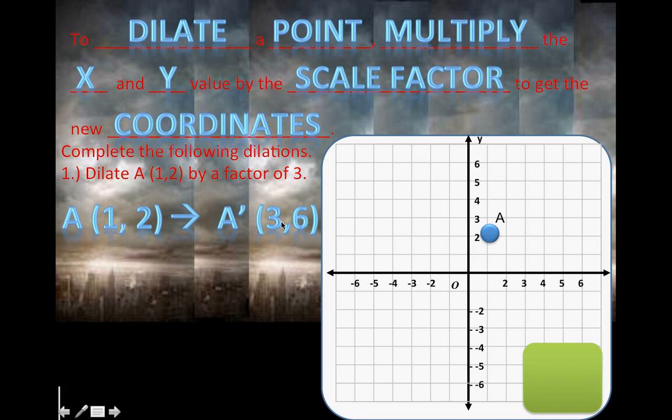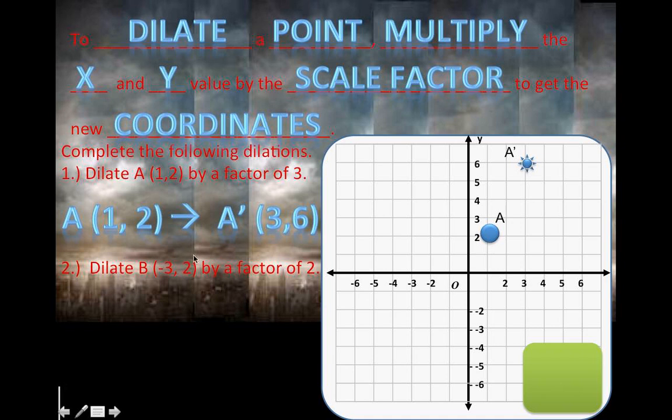So 1 goes to 3, 2 goes to 6, because we were multiplying by our scale factor here, which was 3. Then all we have to do is go ahead and graph this new point at 3, 6, right up here. And again, make sure you're labeling it A prime. Okay, we're going to do a couple more examples.